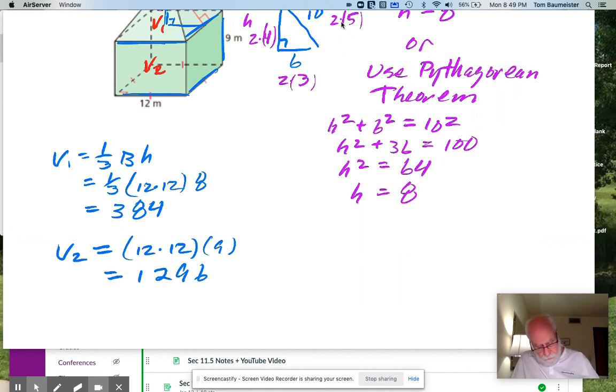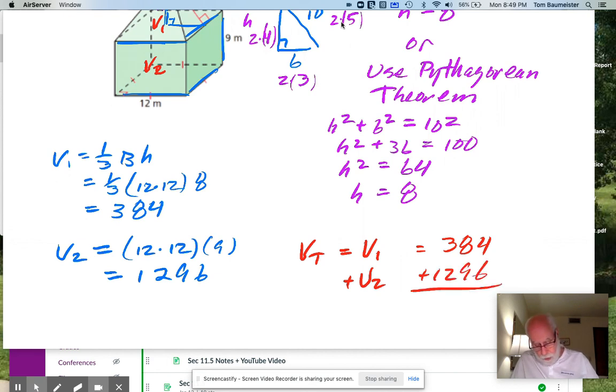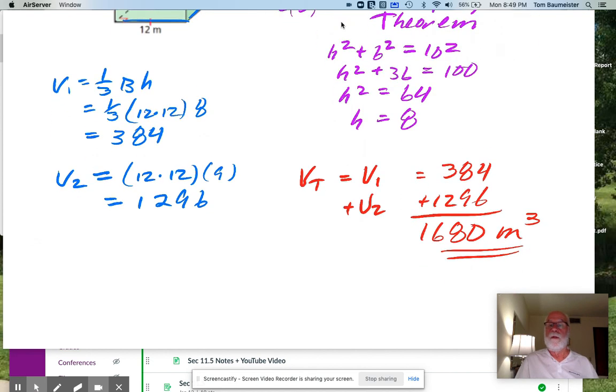So what we just said, our total volume of our solid is going to be V sub 1 plus V sub 2, which is equal to 384 plus 1,296. If we work that out, we'll get 1,680. Again, we're talking about volume, so it's always going to be whatever it is, in this case, meters cubed. Okay? Stuff we've done before. It's pretty easy. Good luck.